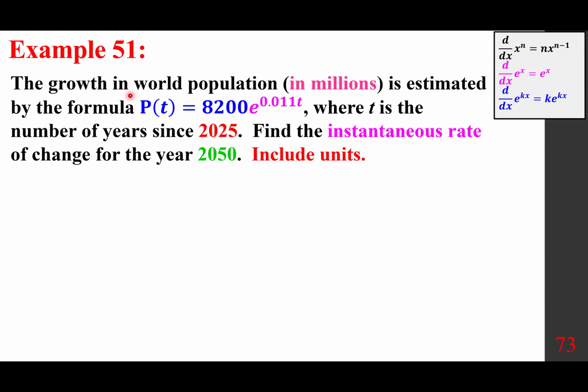The growth in world population in millions is estimated by the formula P of t is 8200 e to the power of 0.011 t, where t is the number of years since 2025. Find the instantaneous rate of change for the year 2050, include units. This is the roughest. Okay.